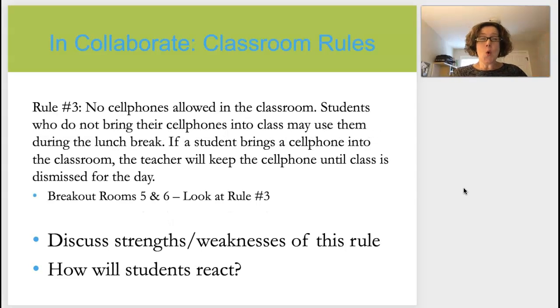And number 3, this is a hot one. This is a good one. No cell phones allowed in the classroom. Students who do not bring their cell phones into the class may use them during the lunch break. If a student brings a cell phone into the classroom, the teacher will keep the cell phone until class is dismissed for the day. Or if you're a junior or senior high teacher, I would say at the end of the period when the child leaves, you give them their cell phone back. Again, strengths, weaknesses. How will the students react in here? Okay, so be ready to discuss one of the 3, but prep all 3 because you don't know which one you're going to be asked to talk about.